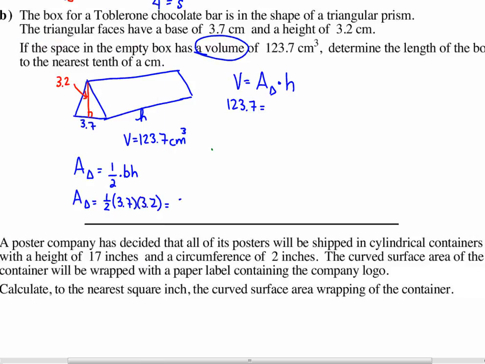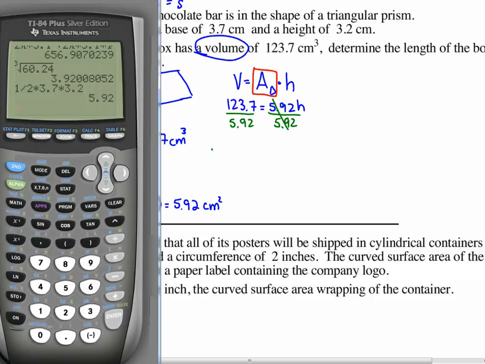Okay. So we can replace that in our formula, the area of the triangle, right? We know the area of the triangle now. Let's replace that with 5.92. Do we know what h is? No, that's what we're looking for. So how do I get h by itself? Divide by 5.92. Okay, what does that equal? Plug her in. So 123.7. We see they give us rounding instructions: to the nearest 10th of a centimeter, which is 20.9.